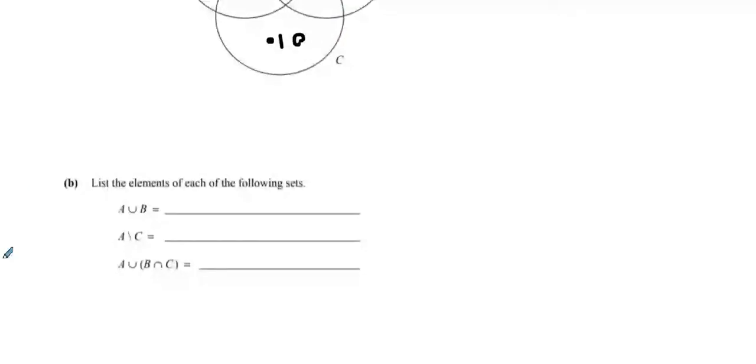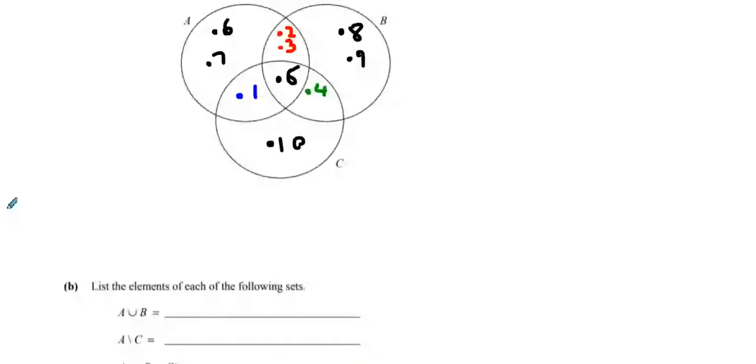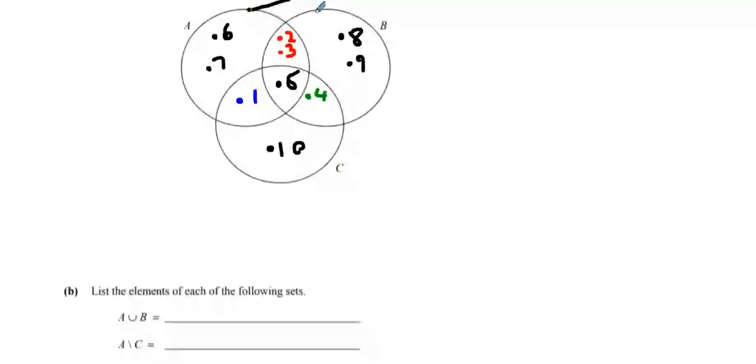Okay. List the elements in each of the following sets. So A union B is everything in A and B combined. So basically what's in that circle there, okay? So it's going to be 1, 2, 3, 5, 6, 7, 4, 8, 9.